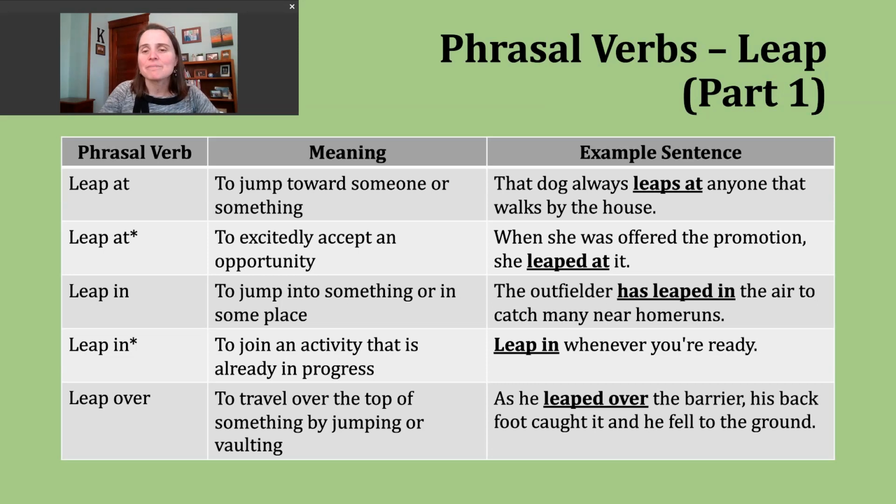An example of this might be, the outfielder has leaped into the air to catch many near home runs. Okay. This sentence is describing the sport of baseball, and we're describing a particular person that plays kind of deep or towards the outer part of the field, right? And that this person is jumping up to catch balls that have been hit a great distance. Sorry, the outfielder has leaped in the air would be an example of the present perfect verb tense.